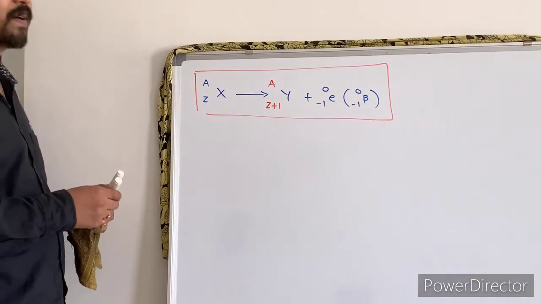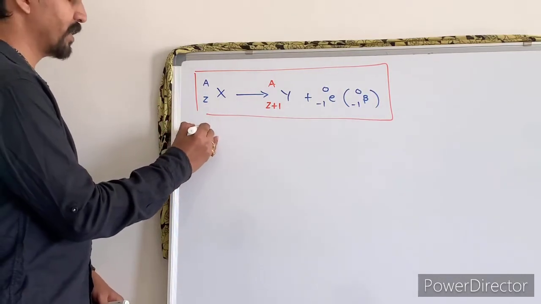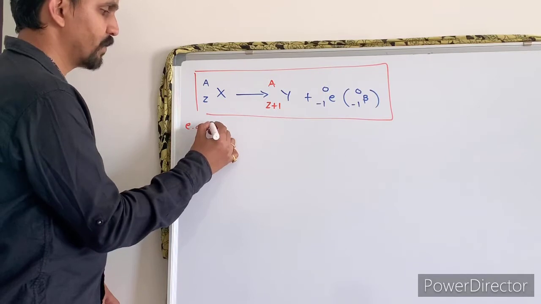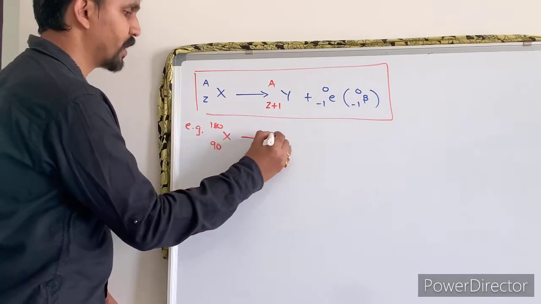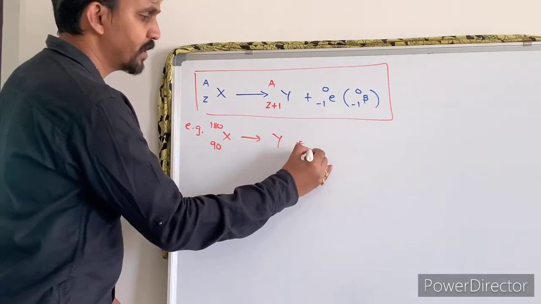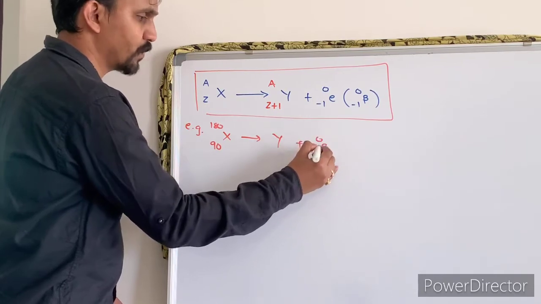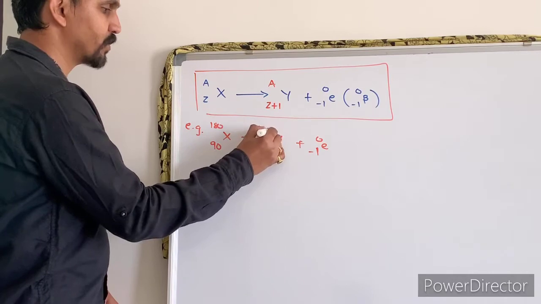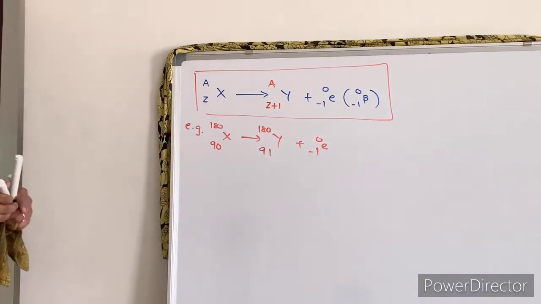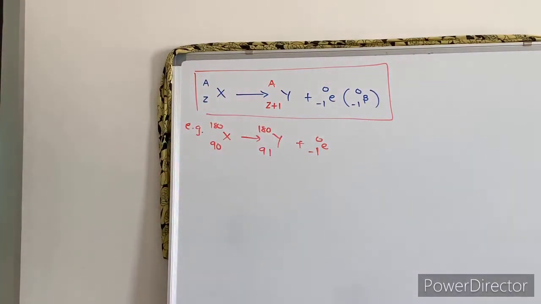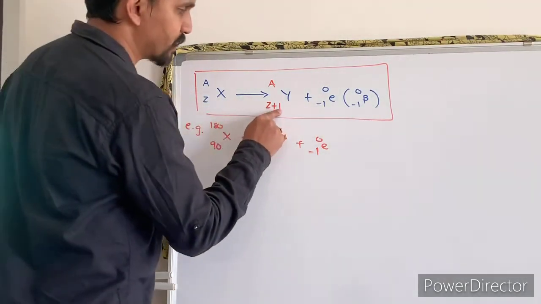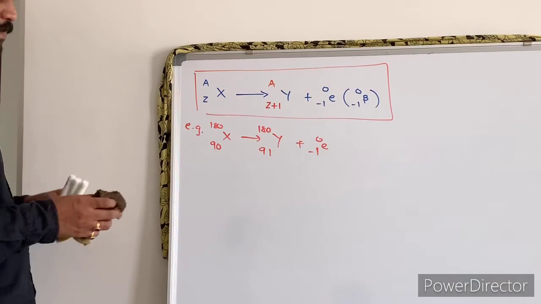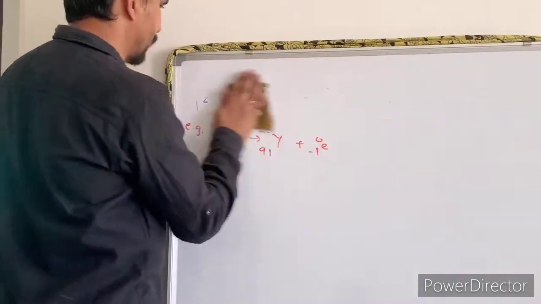So the new element formed will have the same mass number but atomic number increased by 1. Now take for example, say X is 90, 180, from here I am getting Y, plus beta, the -1E0, right? So the new element will be 91, 180. So mass number remains same but atomic number increased by 1. Mathematically just check: Z plus 1 minus 1, the plus 1 and minus 1 cancel. It comes out to be only Z. Right? This is about the beta.